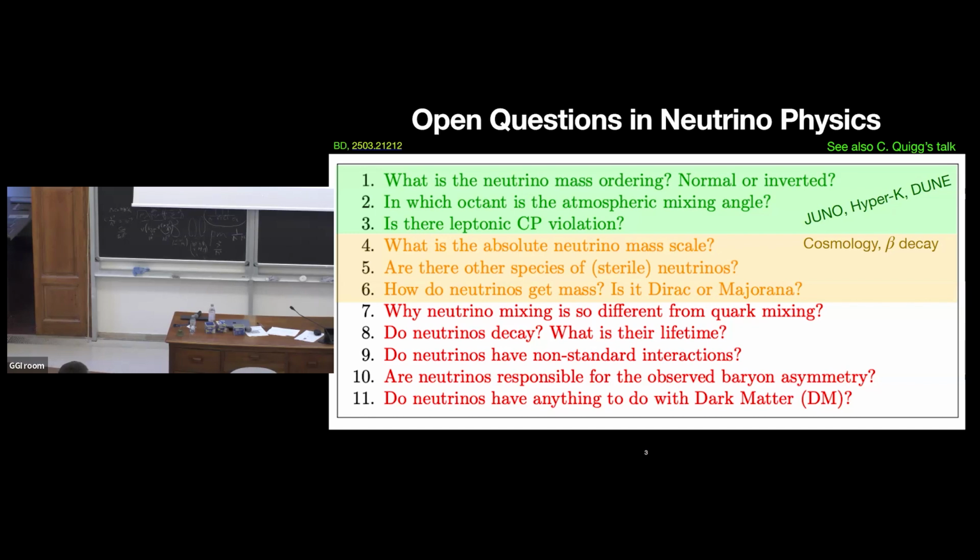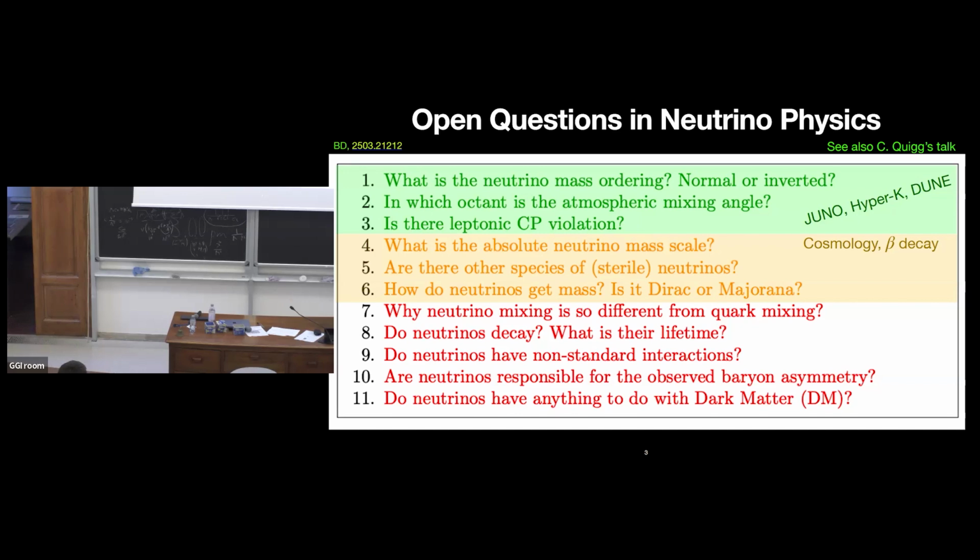That is nowhere close to the cosmology bound, but that is a direct measurement, and there is no ambiguity over there. And they are planning to improve it to 0.2. And in the future, there's another experiment called Project 8 that can go down another order of magnitude, to 0.04 eV. So hopefully that will pin down the absolute neutrino mass scale.